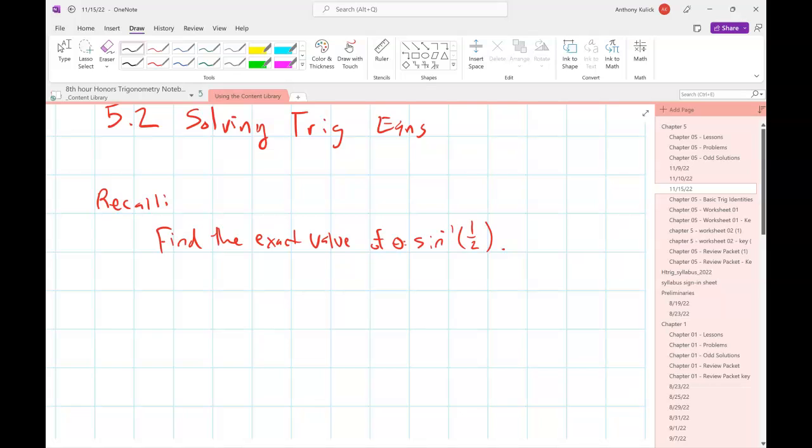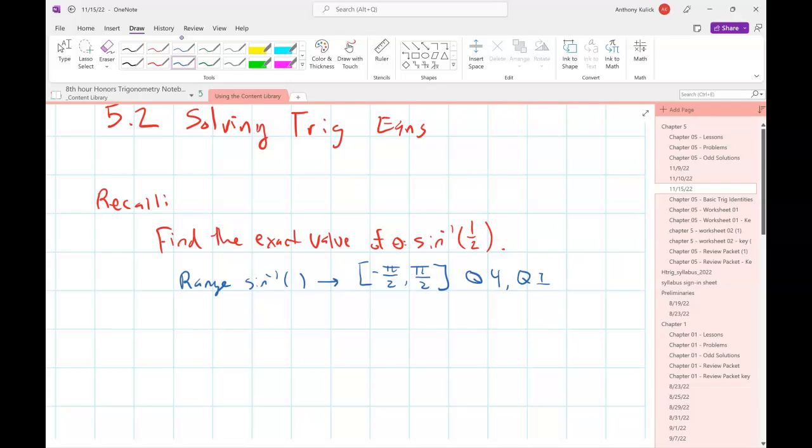How did we do this? Before we did the unit circle, though, what should we have done? The range for sine inverse is negative pi over 2 to positive pi over 2, which is quadrants 4 and 1. Right?